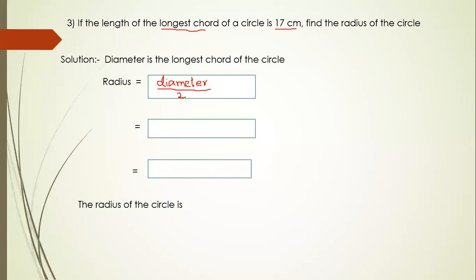Right? Now equal to again box. So we are going to substitute the value. What is the diameter given to us? The length of diameter given to us is 17. Right? So here we are going to write 17 upon 2. So 17 upon 2, we need to divide this. When you will divide 17 by 2, what answer you will get? You will get 8.5, right? So here you have to write 8.5 centimeter.